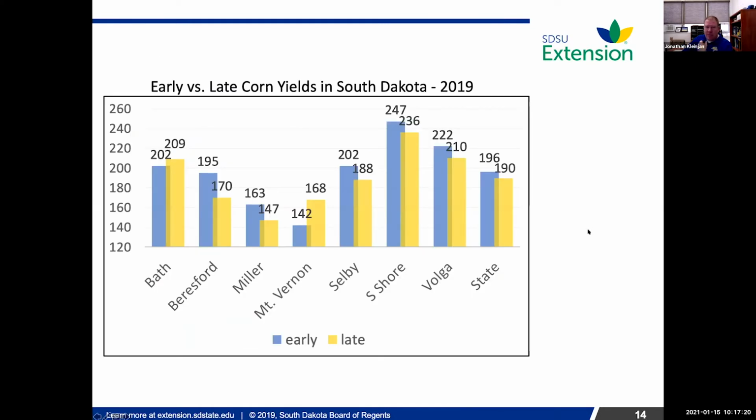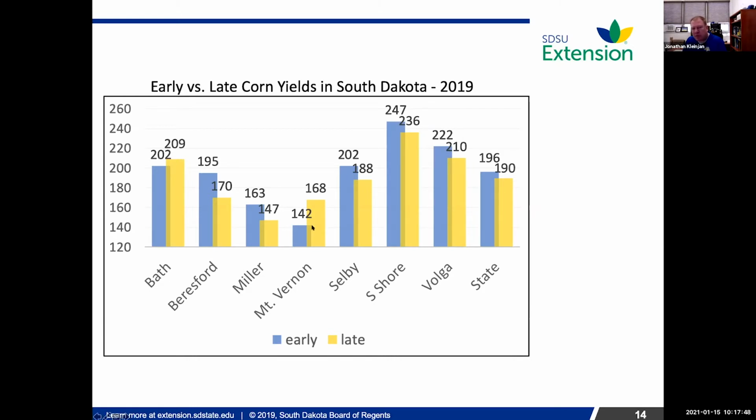And looking at my trials, remember the graphic I showed earlier, the 2020 results, how the late corn was better than the early corn. In 2019 we saw just the opposite, because most of this stuff was planted into June. With the exception of Bath, up in Brown County, we had a little bit more of a normal year in 2019, I would say, than a lot of the areas of the state. So the late corn still did better.